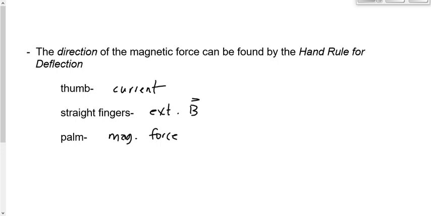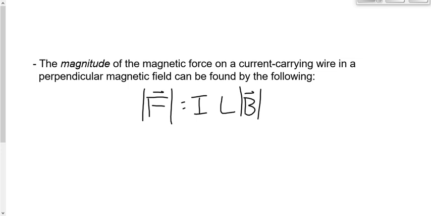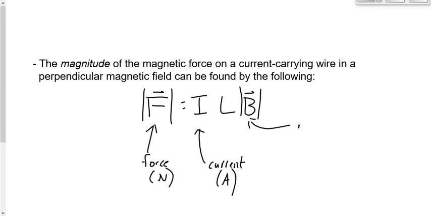All right, what about the magnitude of that force now? The magnitude of the force on the individual particles was QVB. The magnitude of the force on the wire is ILB. F, of course, means the magnetic force, and the units for that are going to be newtons. I stands for the electric current, which is measured in amps. B stands for the magnetic field strength, and the units for that are going to be Tesla.